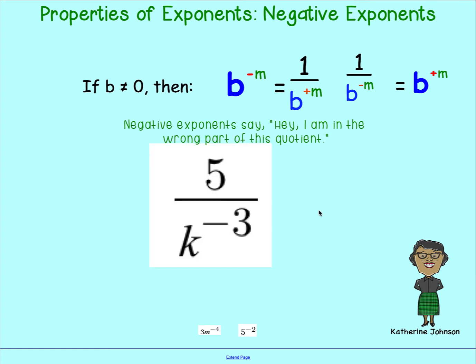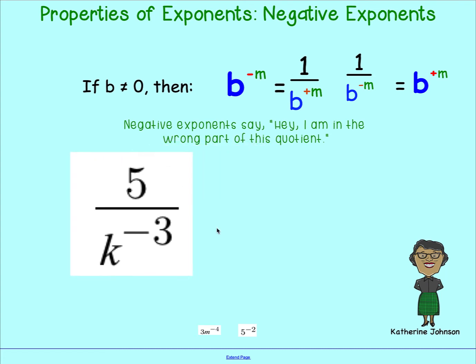Okay, and again, here's the way that we can use that property the other way. Currently, I have a negative exponent here, and we don't want to be left with negative exponents. It's currently in the denominator, so to simplify it, I want to bring it up to the numerator. So 5 is fine the way it is because it has a positive 1 for an exponent, so it stays in the numerator. K comes up.